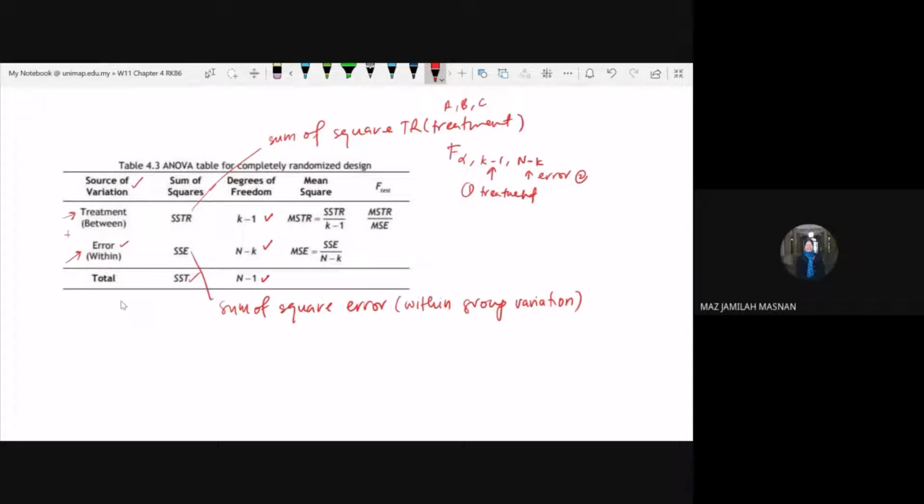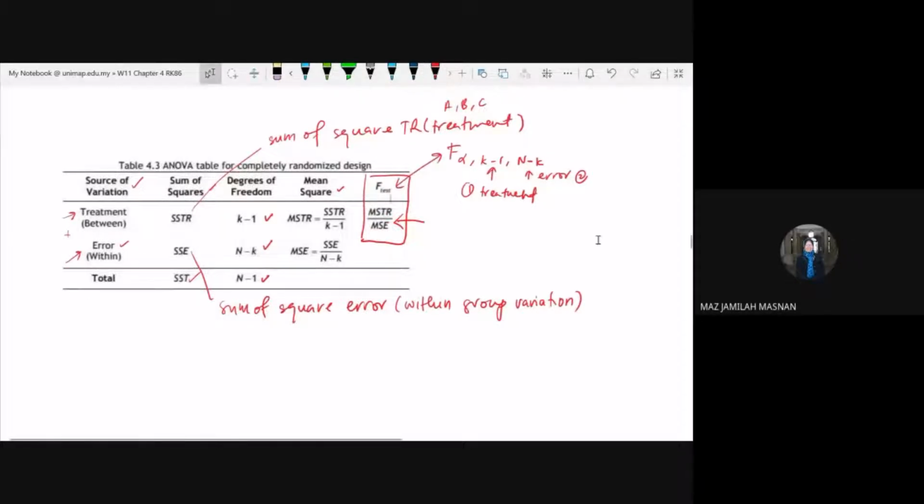And then what about the mean square? We have mean square treatment obtained by SSTR divided by the degree of freedom. The same goes for mean square error. Mean square treatment is SSTR divided by K minus 1, mean square error is SSE divided by N minus K. And our F test, the one that we need to use to make a decision, is obtained by dividing the mean square treatment by the mean square error. So this is how we get the F test, and we are going to compare both of these.